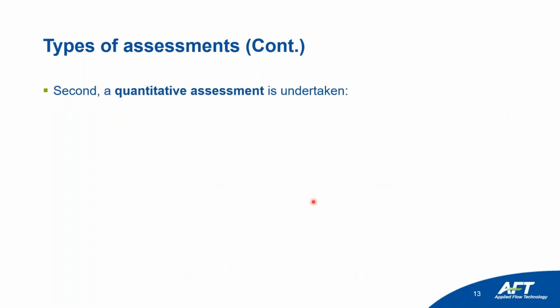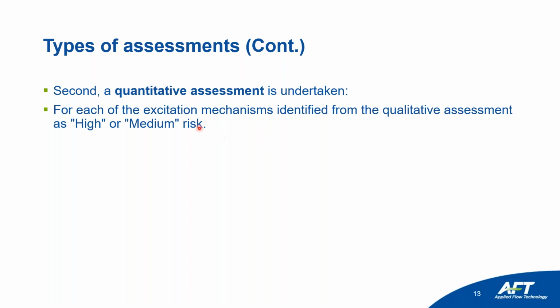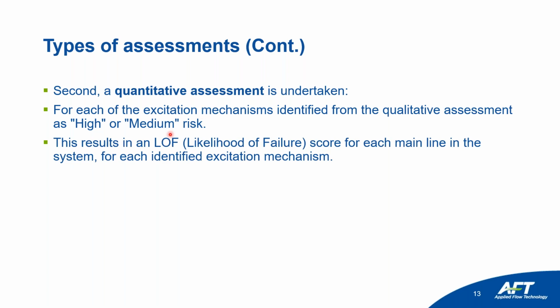So the second stage of the guidance is a quantitative assessment, which is undertaken for each excitation mechanism identified in the qualitative assessment as high and medium risk. So in the previous step, if you detect that a system has a high or medium risk, you will do a quantitative assessment for it. The result of this next step will be an LOF index, a likelihood of failure score, for each main line pipe, for each identified excitation mechanism.